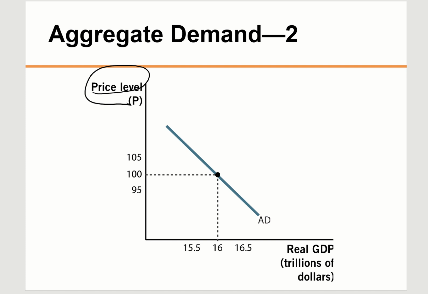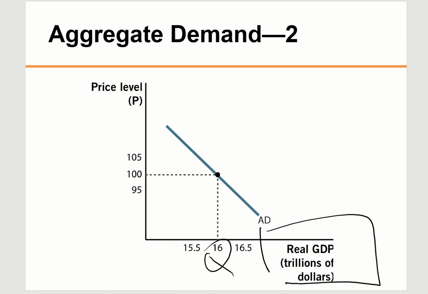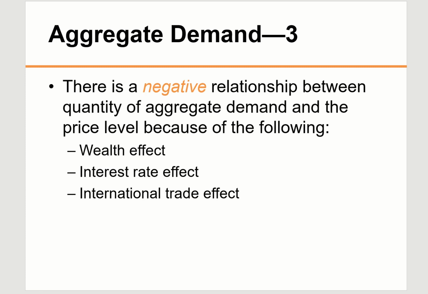So price level is the average prices of all the goods and services, and on the horizontal axis, I'm sorry, it's not quantity anymore. It's our real GDP. And real GDP is the quantity of everything we're producing in the economy. So again, price level is the average price of everything, real GDP is the quantity of everything. So we're looking at the big, huge picture now. Okay, all right.